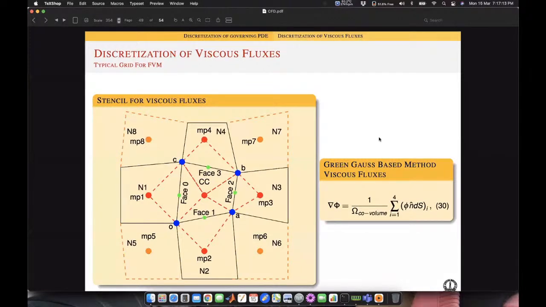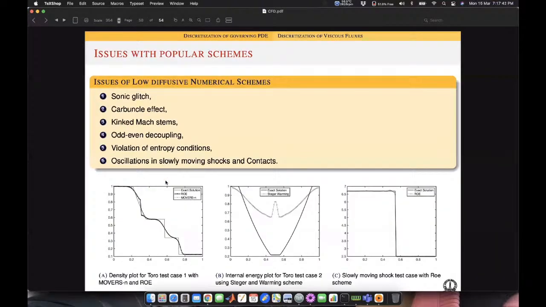For viscous fluxes, if you want to find a gradient on the face, you need to construct a control volume across the face. This is called the co-volume method. Use the Green-Gauss based method, the divergence theorem, to calculate the fluxes over the face. So this is how viscous fluxes are calculated. You have inviscid fluxes, you have viscous fluxes, you calculate them using these methodologies, and you sum them. Okay, so fine. I have done time discretization, I have done the spatial discretization.